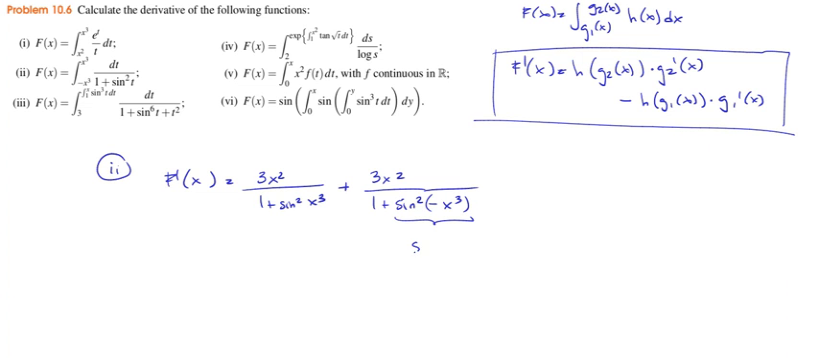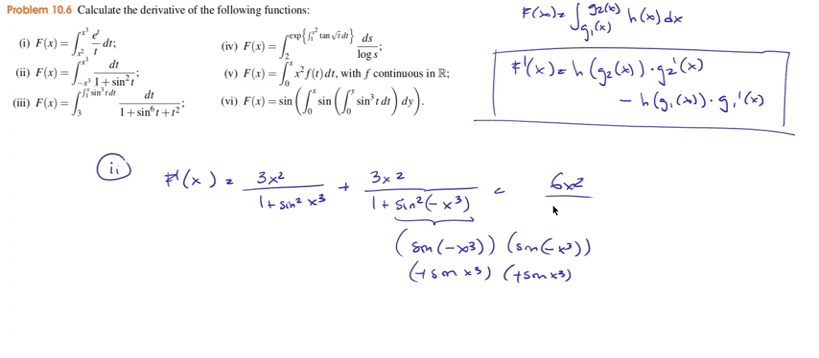Now this is going to be the sine of minus x cubed times the sine of minus x cubed. The sine of minus x cubed is minus the sine of x cubed, and so the two terms add up. So this is just 6x squared over 1 plus the sine squared of x cubed.